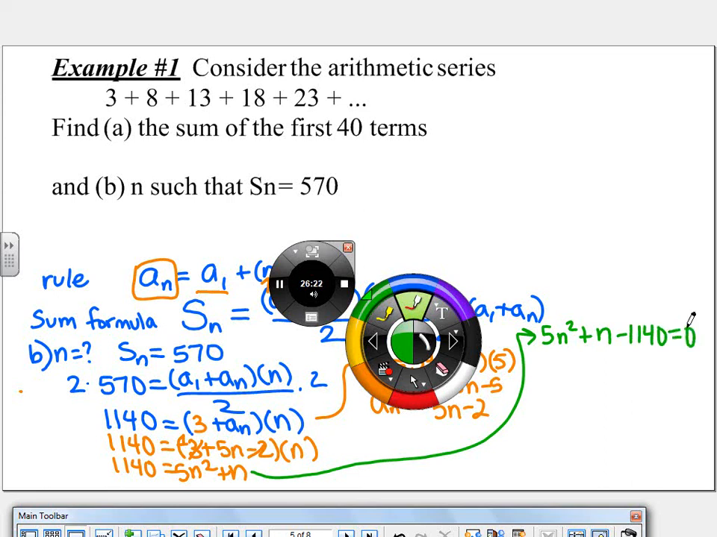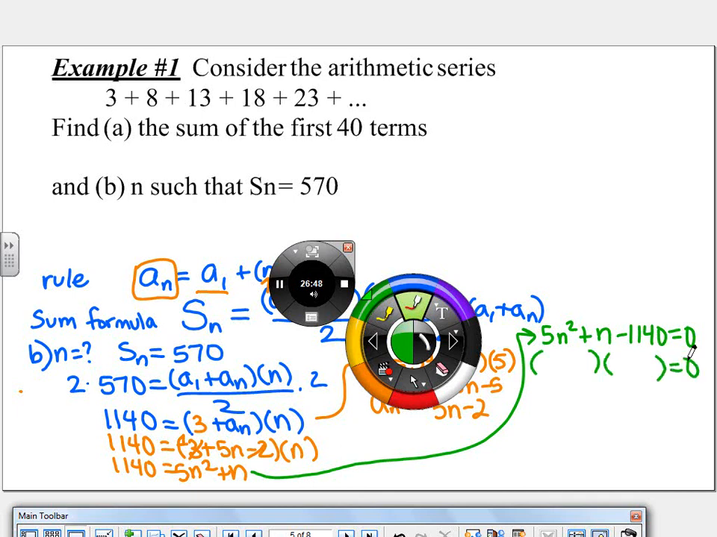Now, how am I going to solve this? What are my options to solve a quadratic? Okay, I could look for completing the square and making it a perfect square. The 5 might make that a little bit difficult. What else? Quadratic formula. What else? Factoring, because we're really trying to set up something like this.